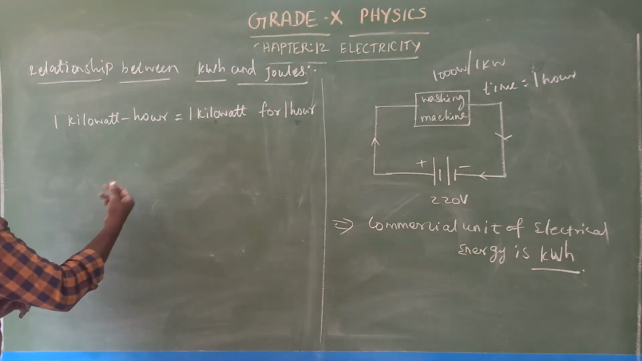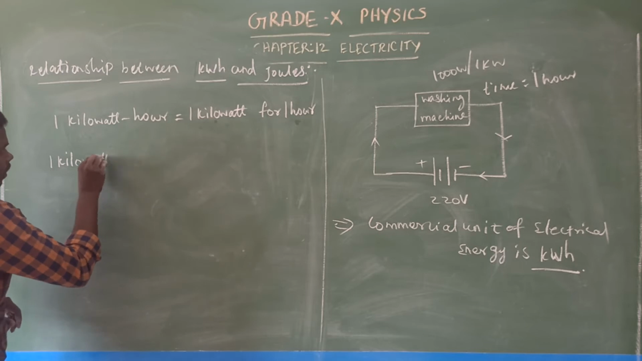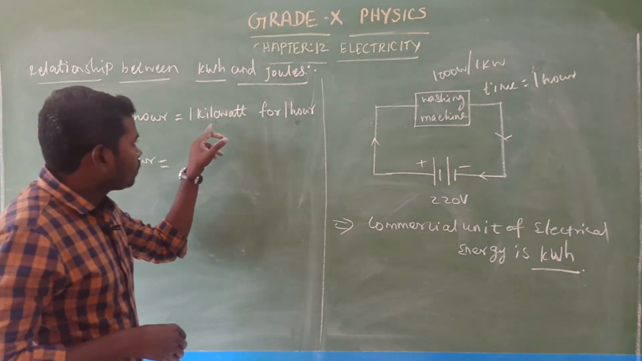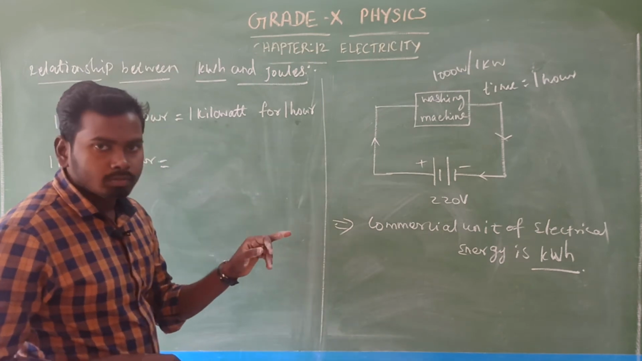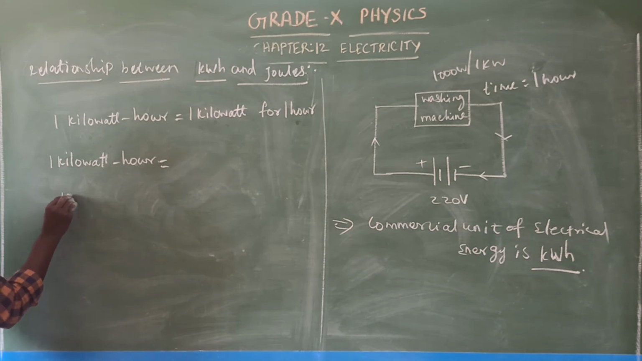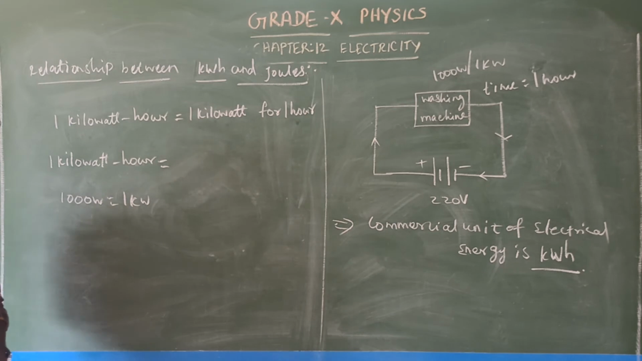Look here. Then 1 kilowatt hour is equal to... already we know 1 kilowatt is equal to 1000 watt. Already we know very well, 1000 watt is equal to 1 kilowatt.